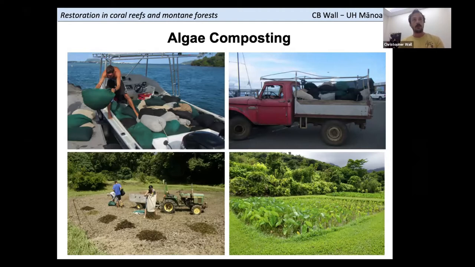So it really helped to build this larger partnership between scientists, managers, and the community to do something to help the reef, right? So it was this, you know, it takes a village kind of approach.